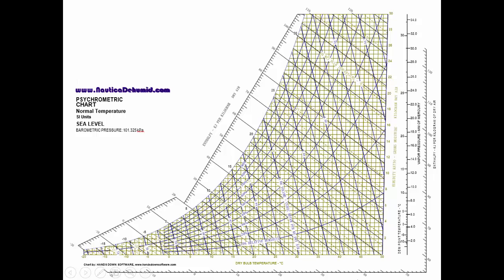The relative humidity lines are shown by these curved blue colored curves on this psychrometric chart. As you can see, we can locate relative humidity lines from 10% to 20, 30, up to 100%, or the saturation line.